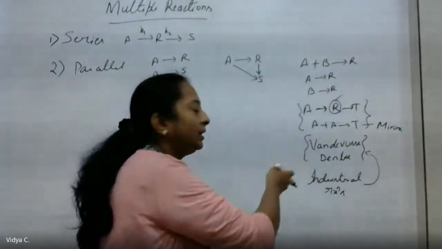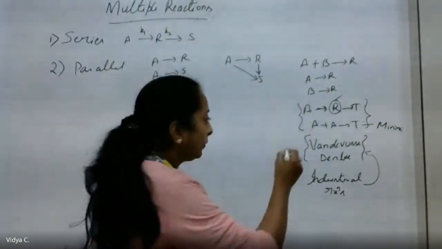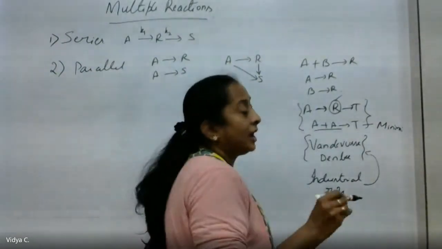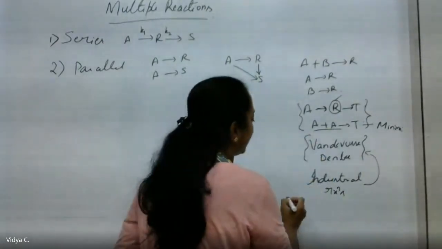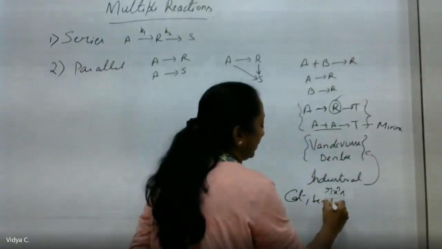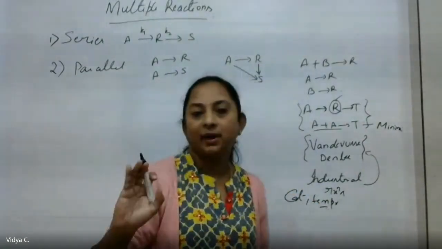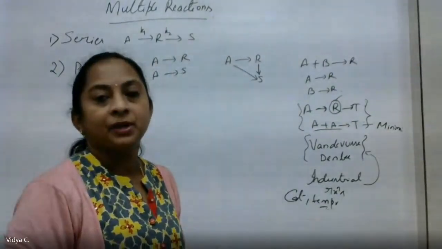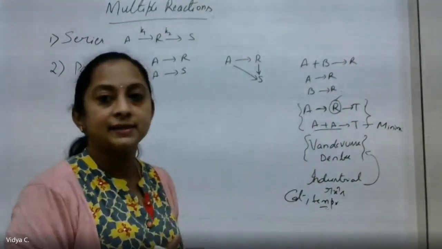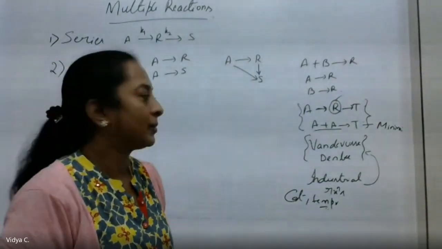So there are many reactions happening. So how do I minimize those? How do I minimize this path? Okay, and one way is using a catalyst. One way is by changing the temperature, and the other way is by having multiple reactors in series or multiple reactors in parallel. What do I mean by multiple reactors in series or parallel?